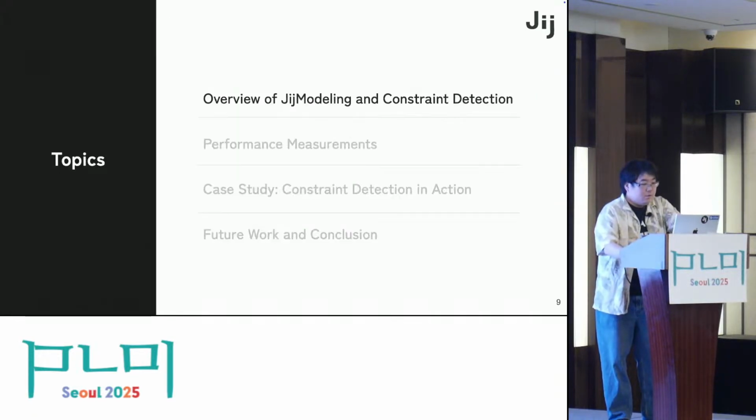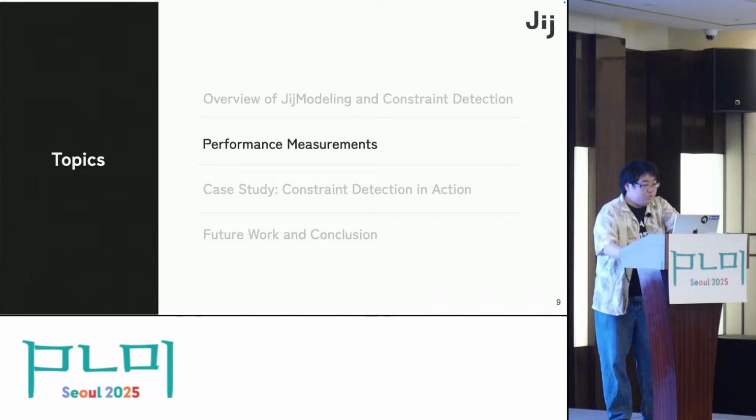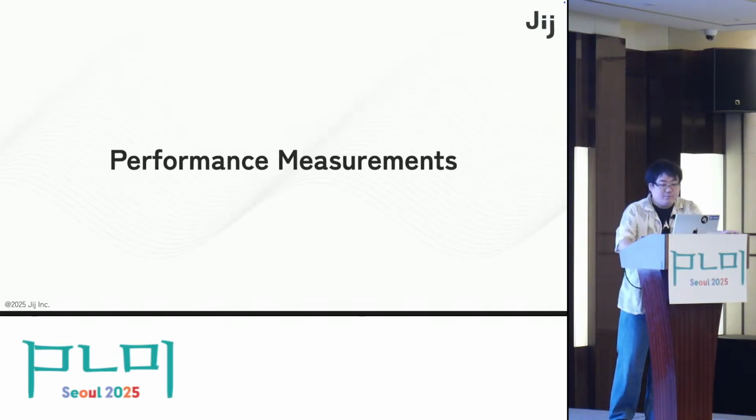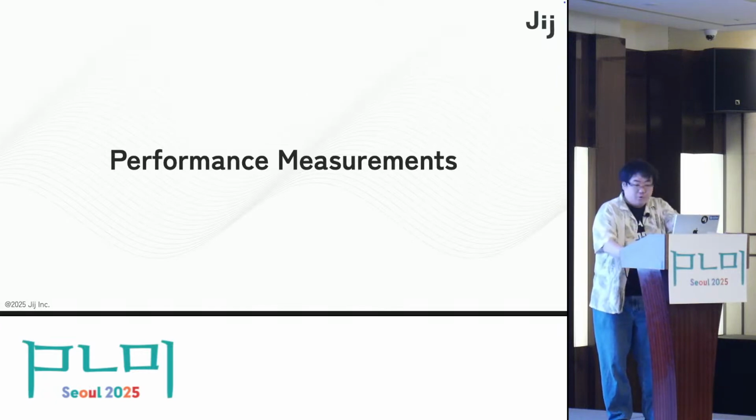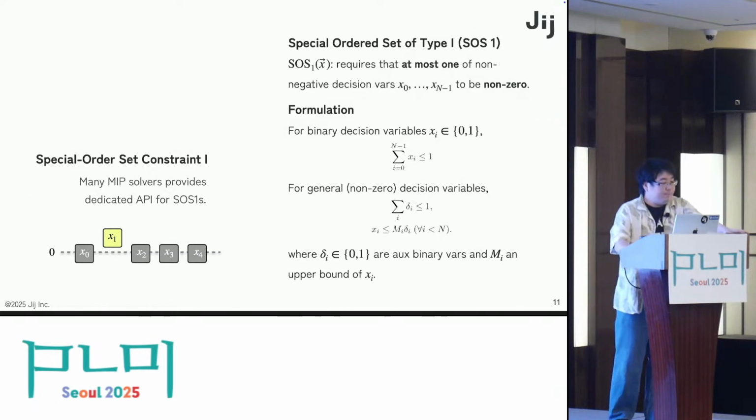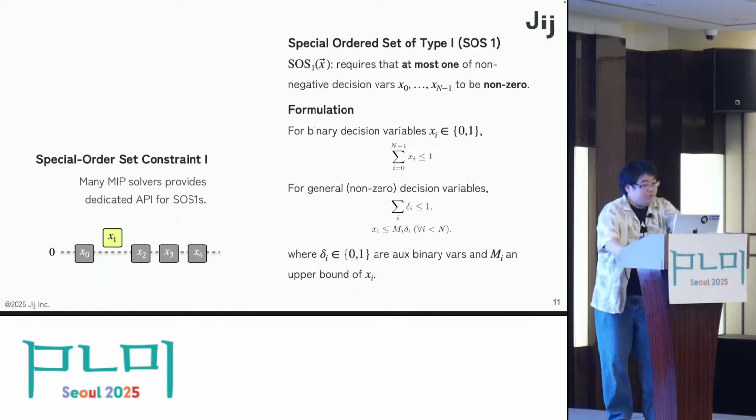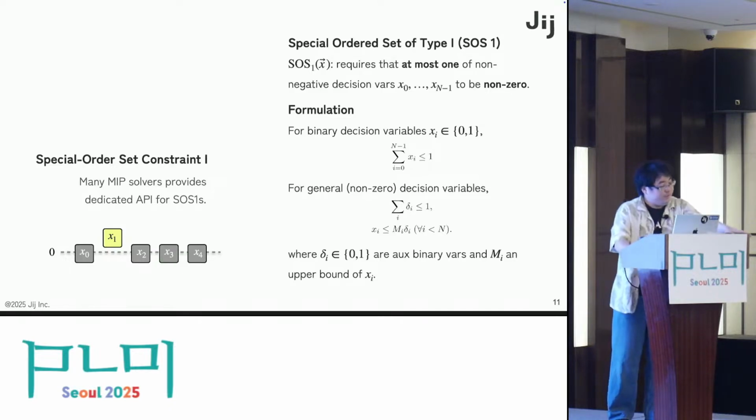Okay, so that's the overview. First, let's see the performance measurements. As an example, we are interested here in the so-called special ordered set of type 1. Briefly, this demands a list of non-negative variables such that at most one of the variables is non-zero.